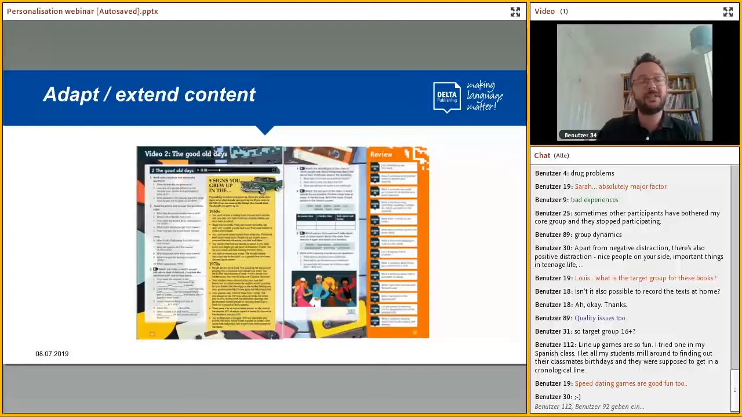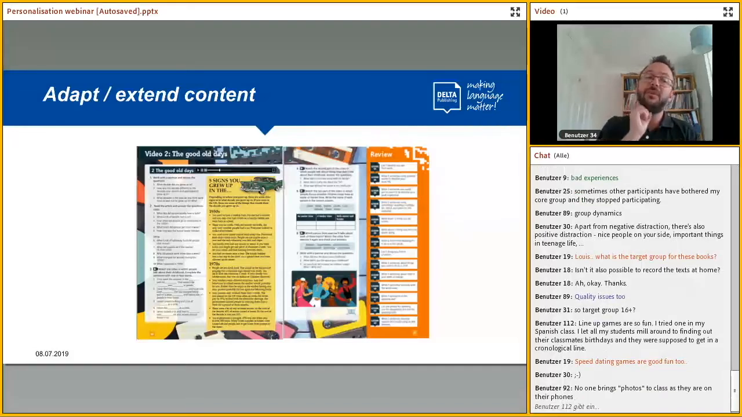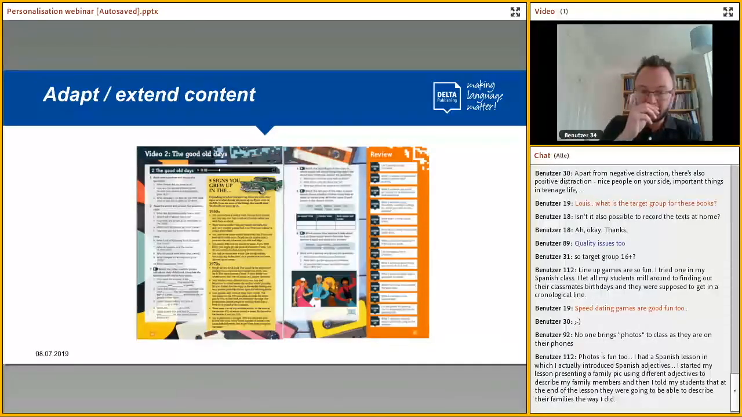So this is an example. Every 2 units, we have a video lesson. And the video lessons are revising the vocabulary and the grammar of the previous 2 lessons on a new sort of topic and angle. Yeah, they'd have the photo on the phone in class.